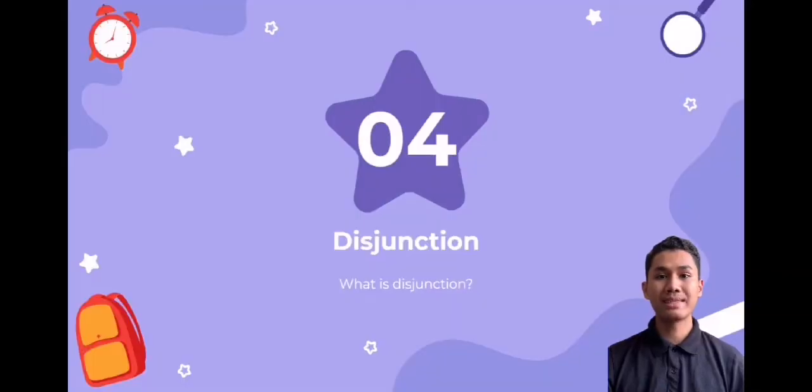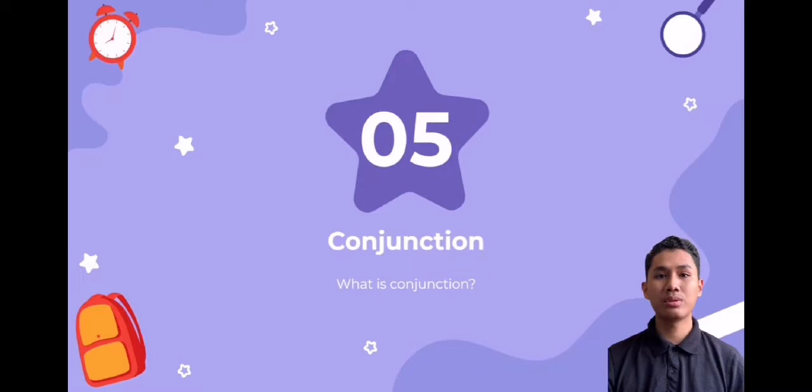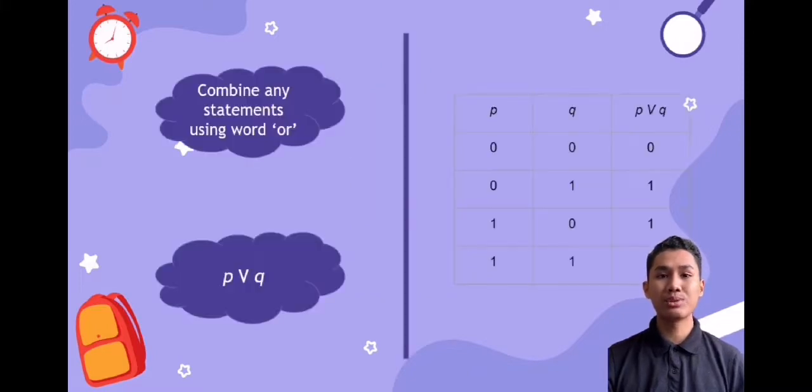So today I will present disjunction and conjunction for our group presentation about logical connectives. Disjunction is used to combine two primitive statements using the word "or" to form a compound statement. The disjunction of two statements P and Q is denoted by P or Q using the symbol ∨. And the true value for disjunction is based on the truth table. If P or Q has the value of 1, then the value of P or Q will be 1.